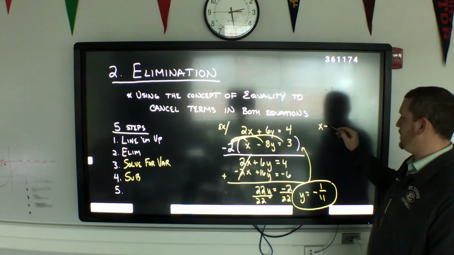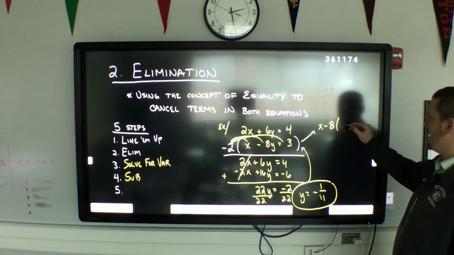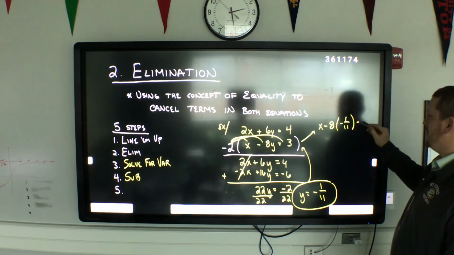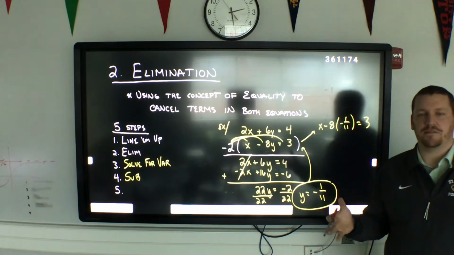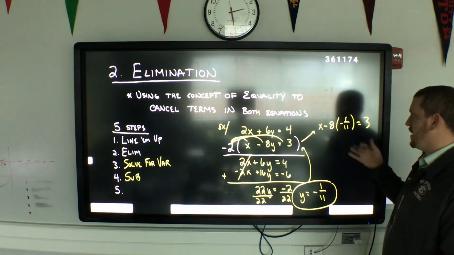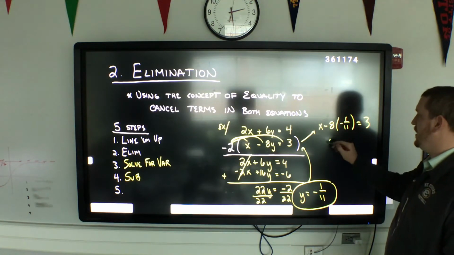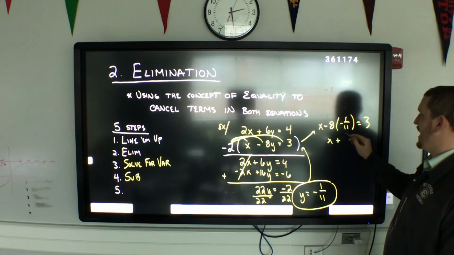You get x minus 8y. Well, instead of y, I'm going to use negative 1 over 11, is equal to 3. It's okay to have fractions. If you struggle with fractions, it's something that you should work on, hopefully, because they are seen a lot, especially once you get into high school math. We use fractions a lot. So you get x plus 8 over 11 is equal to 3.